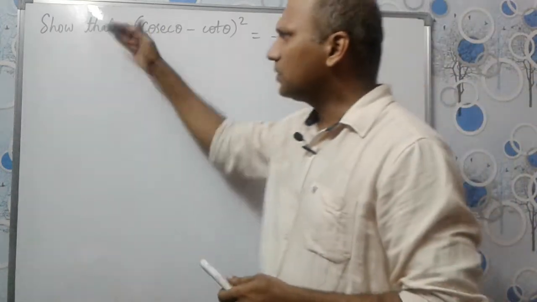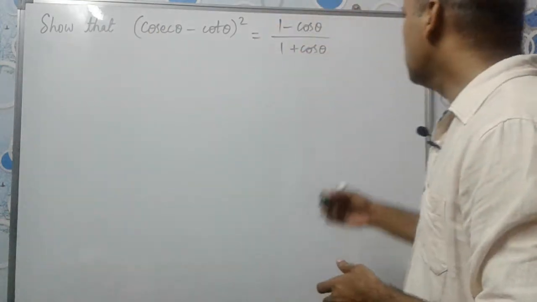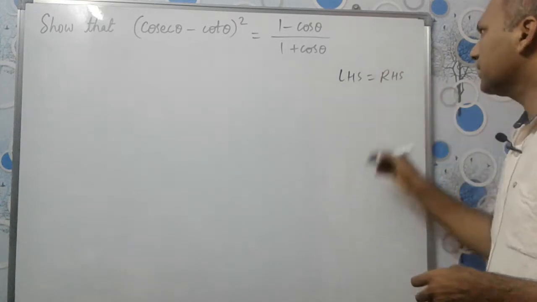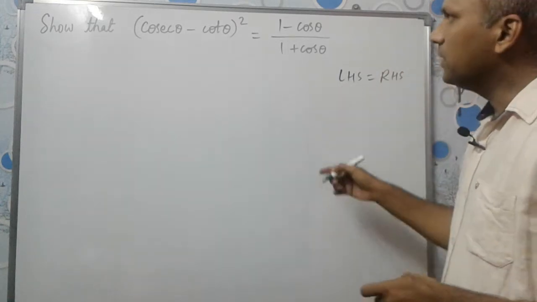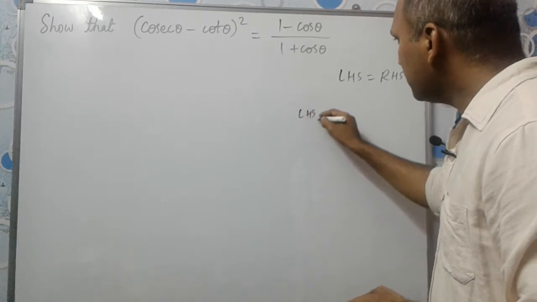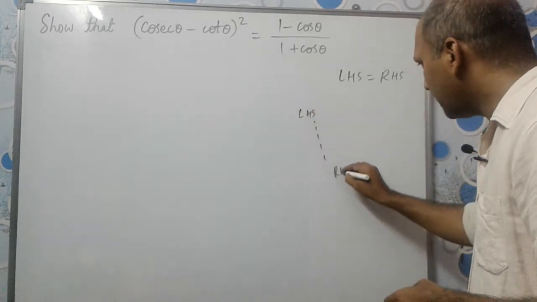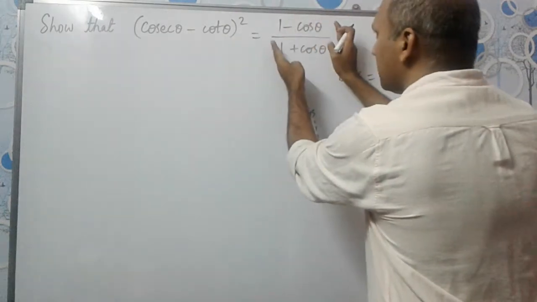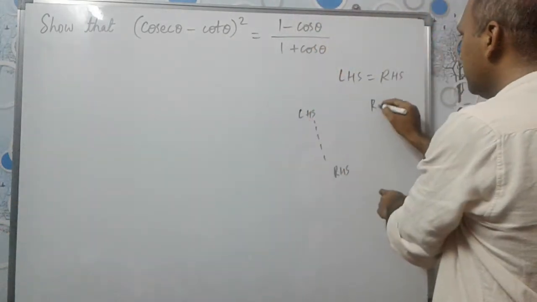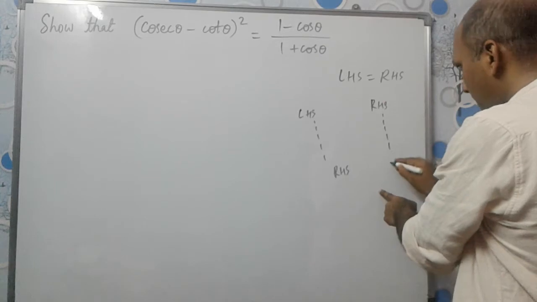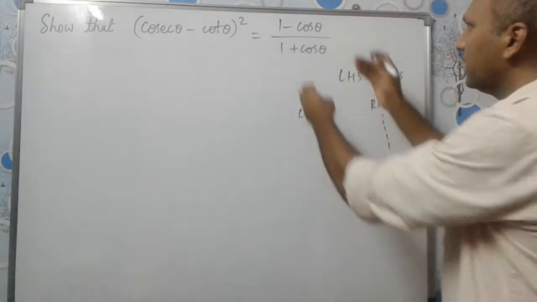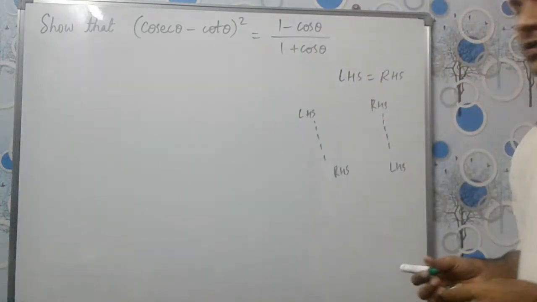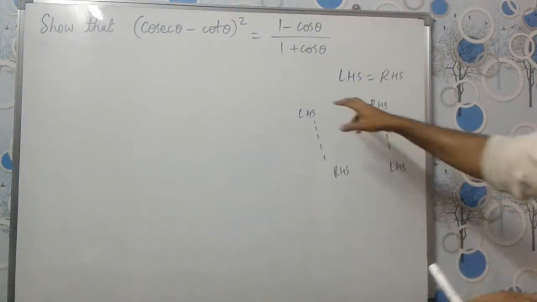In show that and prove that problems, the LHS and RHS will be given. We can take LHS and derive RHS, or we can take RHS and get LHS. These are two methods.